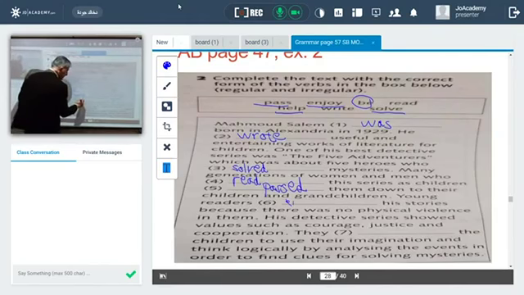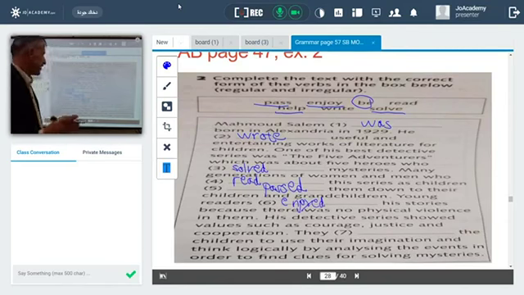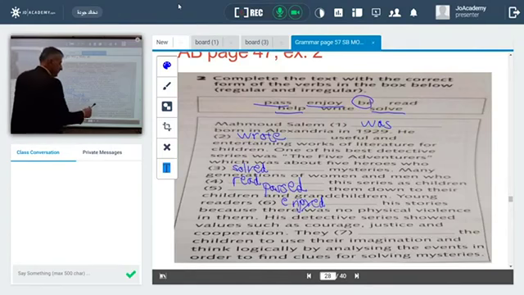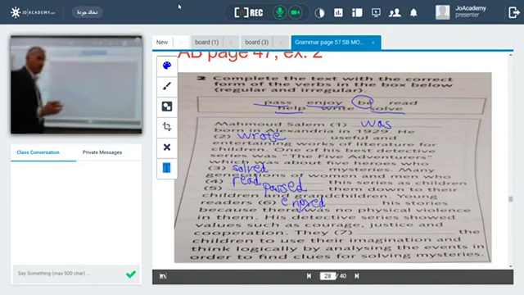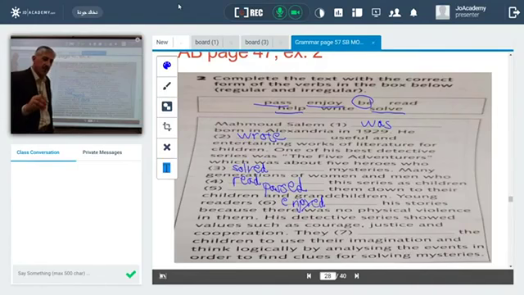This is a regular verb. Enjoyed, we add ed to the end of the verb because it's a regular verb. Enjoyed, right. Enjoyed his stories because there was no physical violence. Physical violence. What's the meaning of violence? Violence means عنف. Physical violence اللي هو العنف البدني. There was no physical violence in his stories.